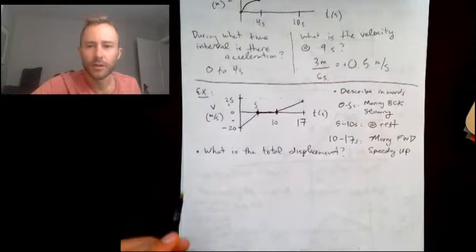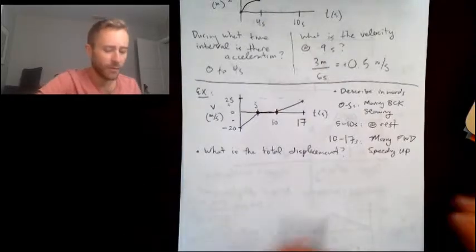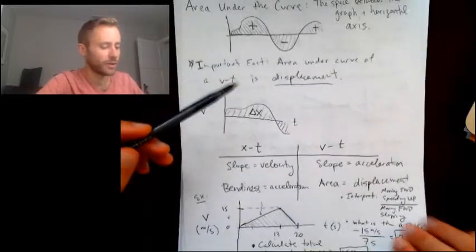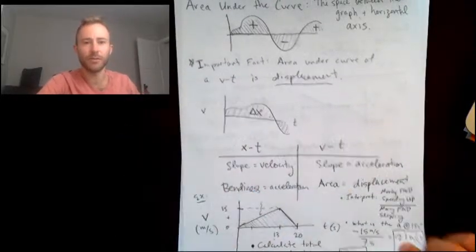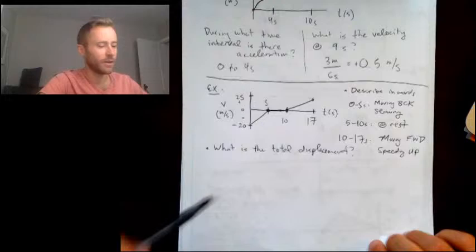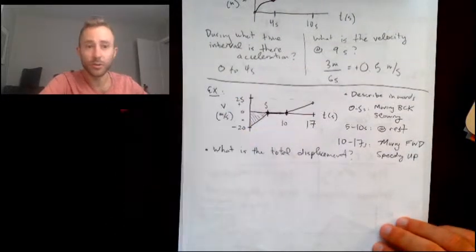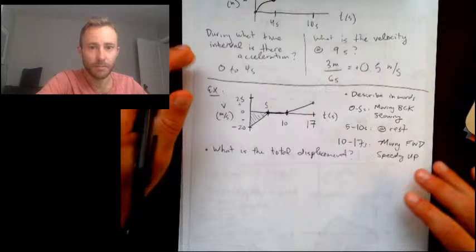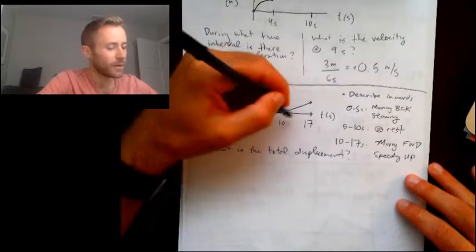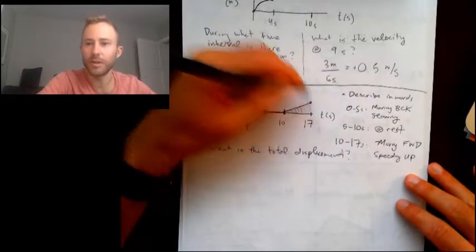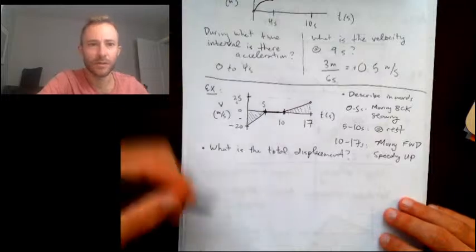So the total displacement, if I have a velocity time graph, total displacement is area under the curve. So I'm trying to calculate the area under the curve. So I have this area, which is going to be a negative area, okay? And then this area, which is going to be a positive area.